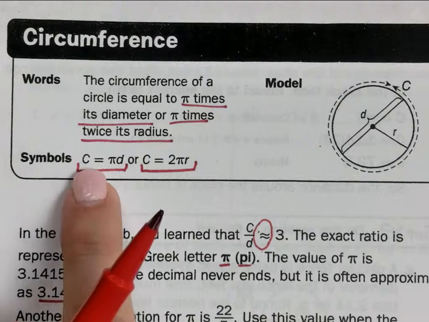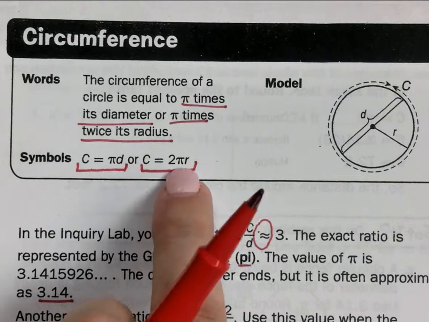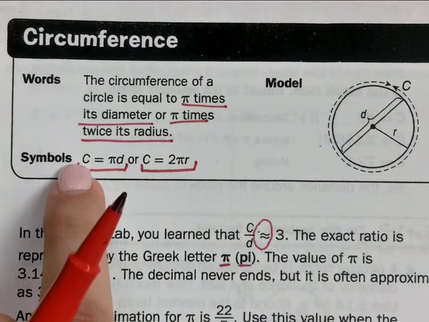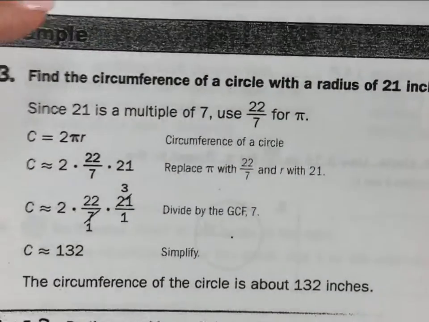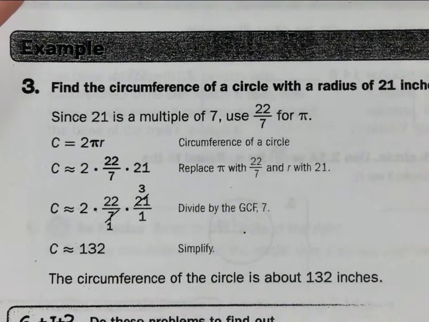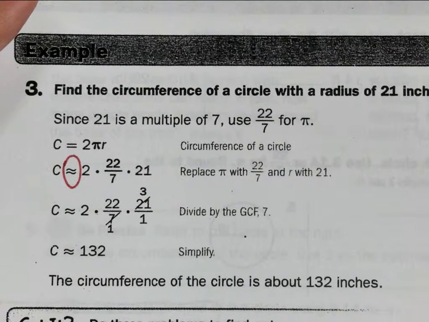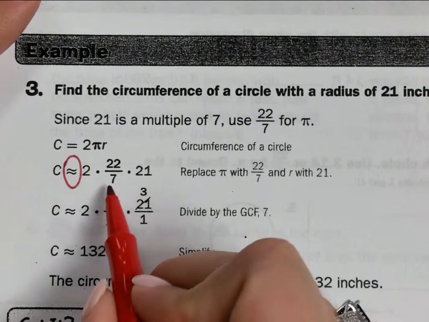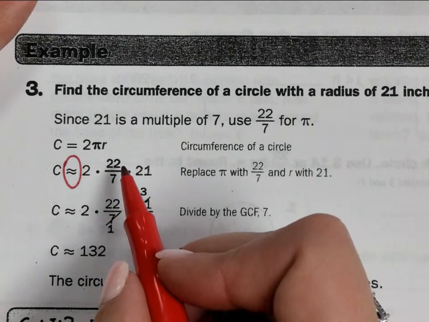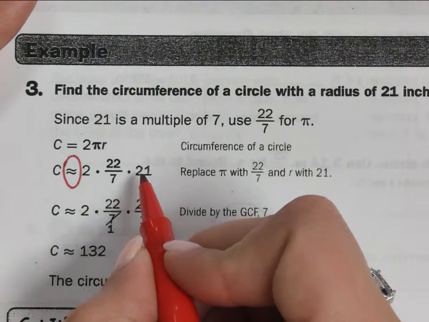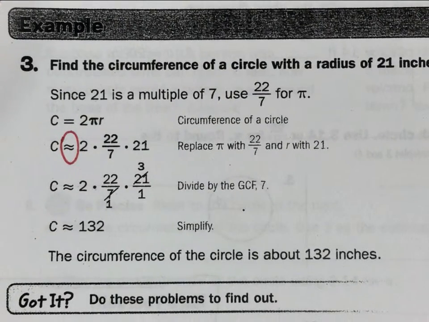I don't know what the diameter is. I could find it out, but it's a lot easier using what I already know, right? So if I know the radius, then I'm going to use this formula. But if I know the diameter, then I'm going to choose to use the first formula, pi d. So in example 3, we're using 2 pi r. Notice this approximation sign right here. So C is approximately 2 times pi, which they chose to use 22 over 7. If you use 3.14, it will not change. Times my r, which was 21. Then you're just multiplying all three numbers together, and your circumference is approximately 132 inches.